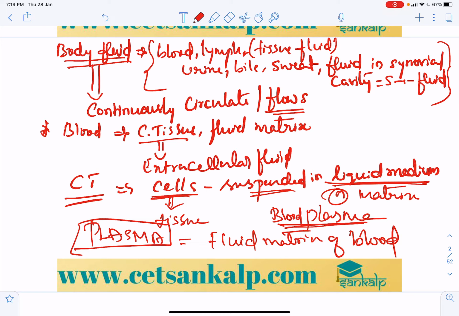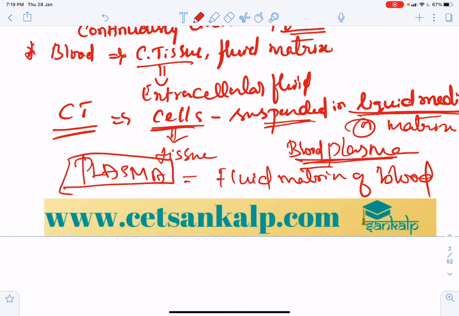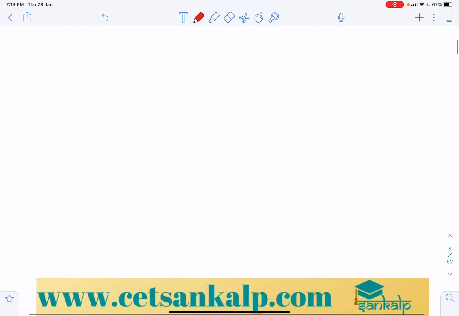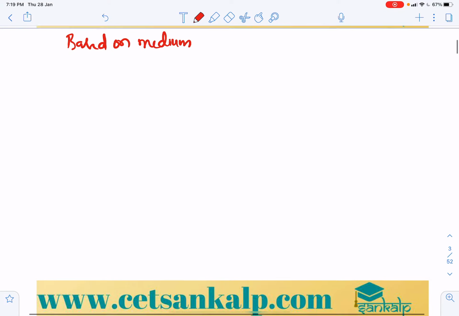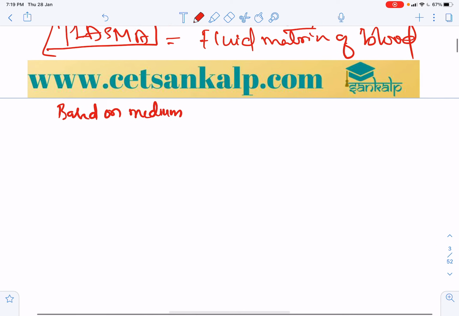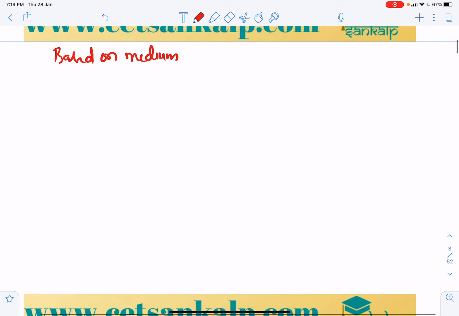Next, before going to know about the function of the blood, there are different types of circulatory system based on the medium. In some, water acts as the circulatory medium. In that case, in the lower organisms, we can call it the water vascular system.